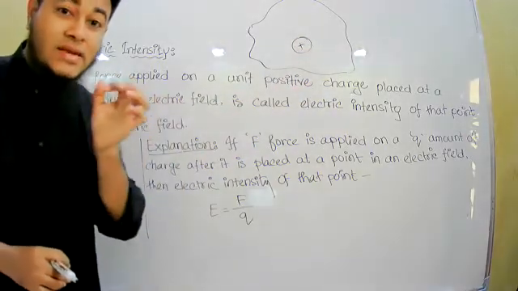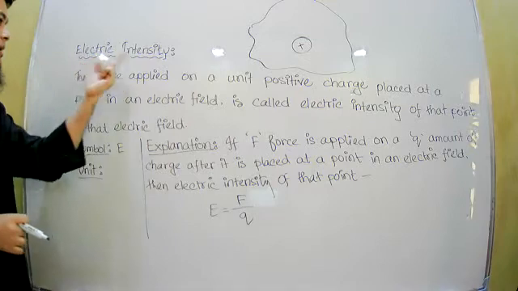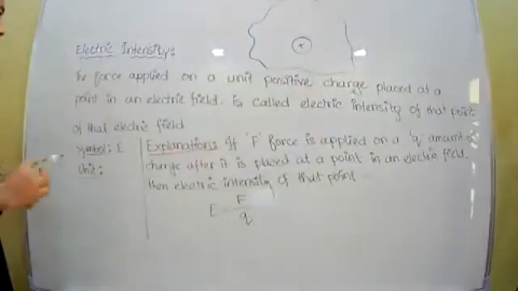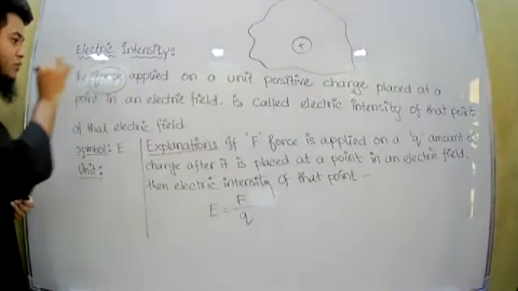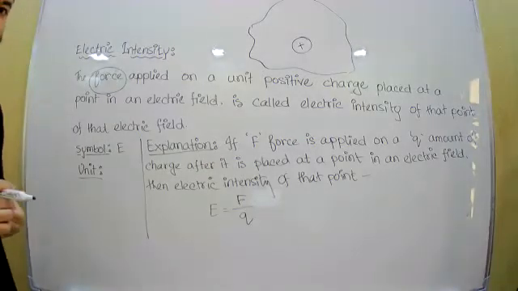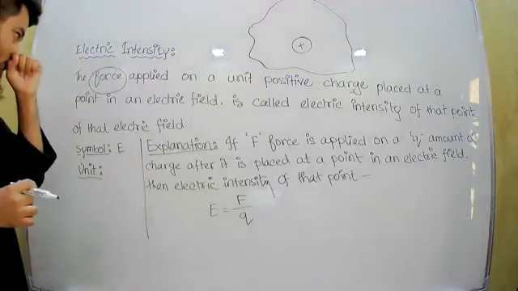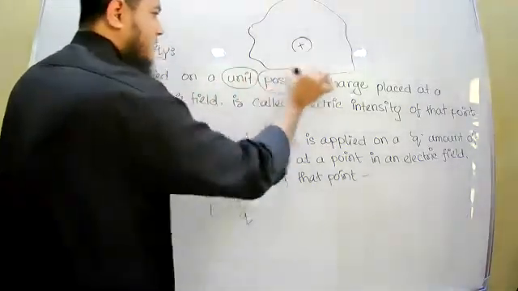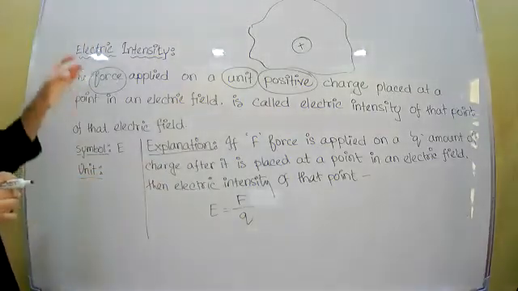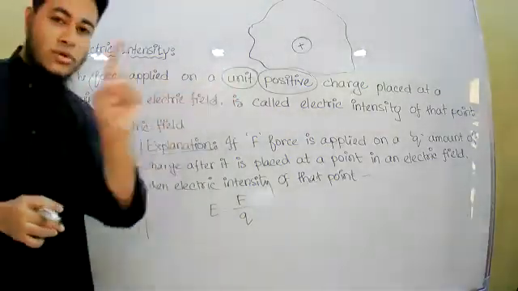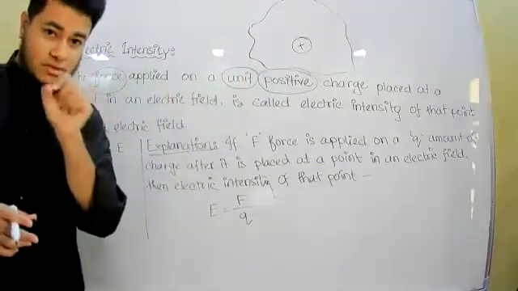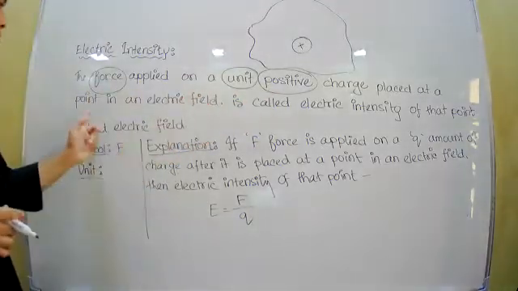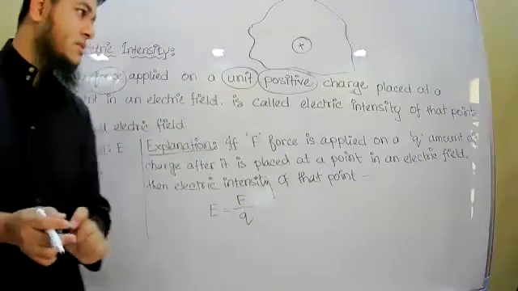Now within this electric field, there are several points, right? Each point has electric intensity. What do we mean by electric intensity? The force applied on a unit positive charge. See, electric intensity is basically a force. Remember, electric intensity is the force applied on a unit positive charge. These are the main points of the definition of electric intensity. The force applied on unit. Unit means 1 coulomb. Positive means plus, plus 1 coulomb charge placed at a point in an electric field is called electric intensity of that point.